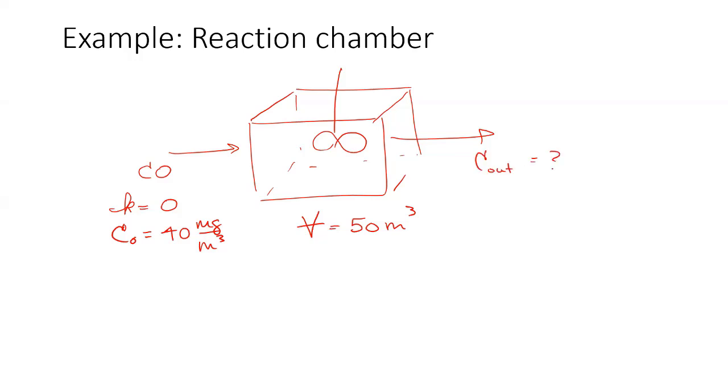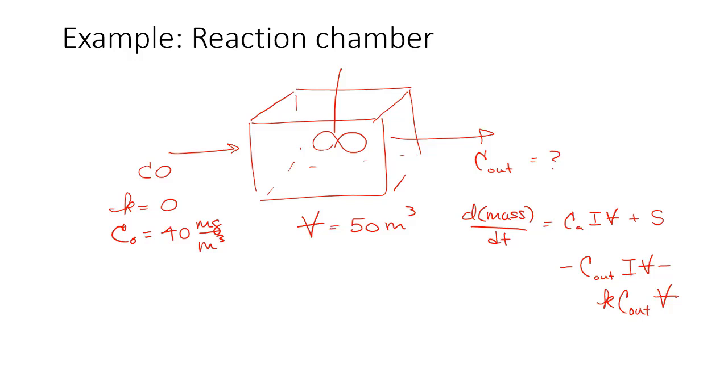A number of you wrote the basic equation that the change in mass with respect to time is equal to C sub A times I times V, plus S, minus C out times I times V, minus K C out. So if this is the situation, this I times V is Q. And the C sub A is equivalent to the C naught.